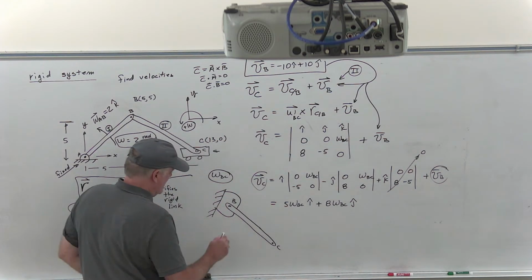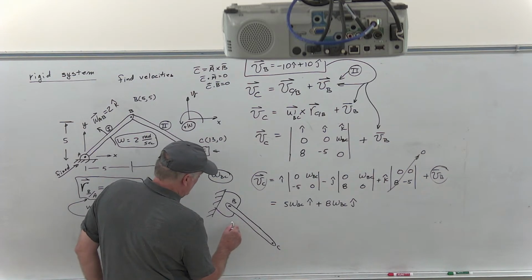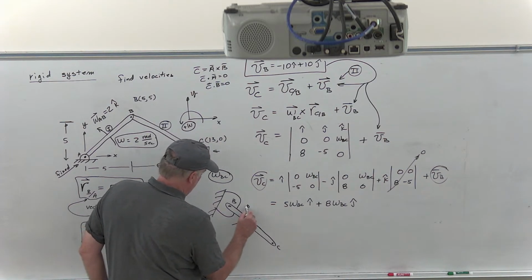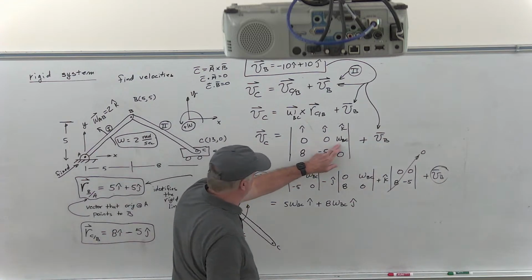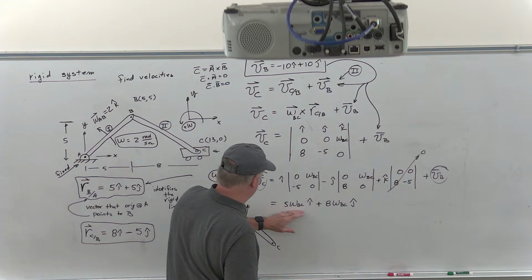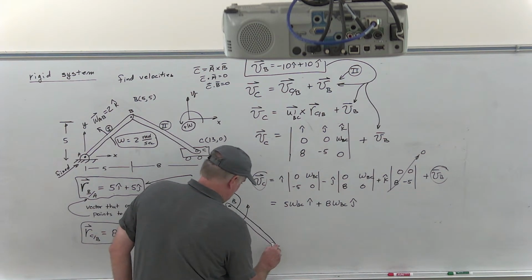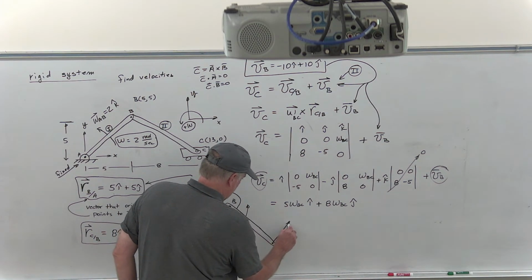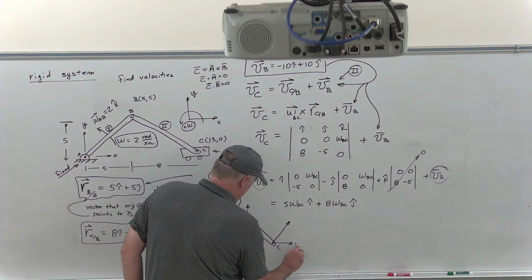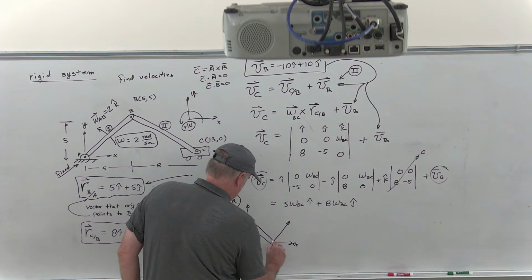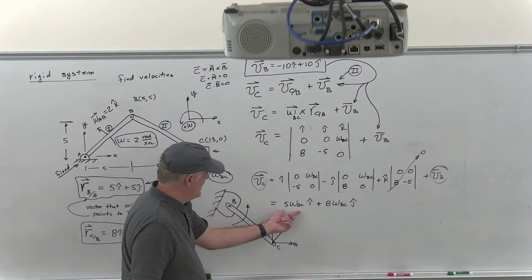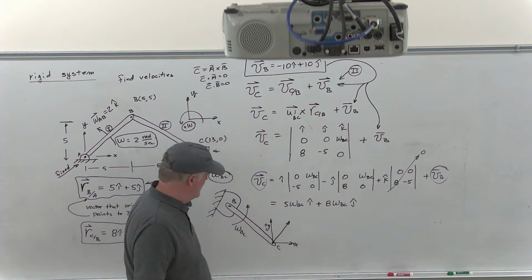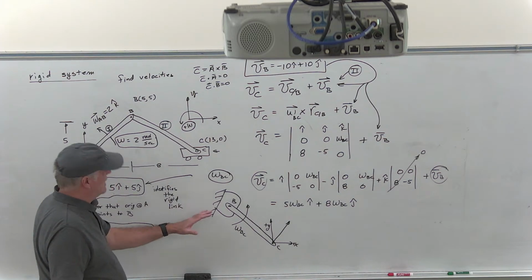So I'm going to pin it, and then I'm going to say I've got a positive omega BC, because I assumed it to be positive. When I assumed it to be positive, this is what I did. So I get a vector which is positive in the X and positive in the Y. And I get a positive in the X and a positive in the Y. So visually this checks.